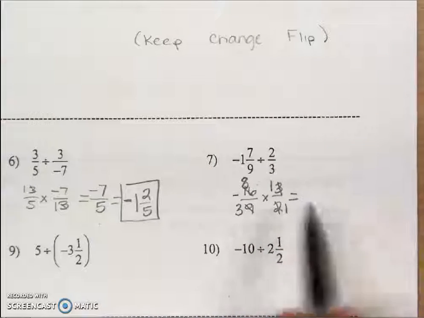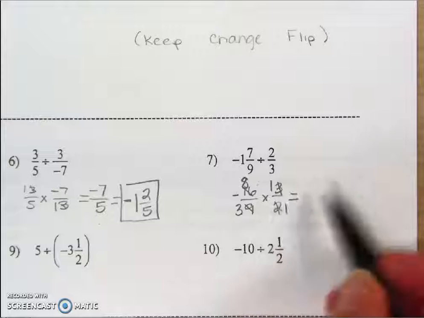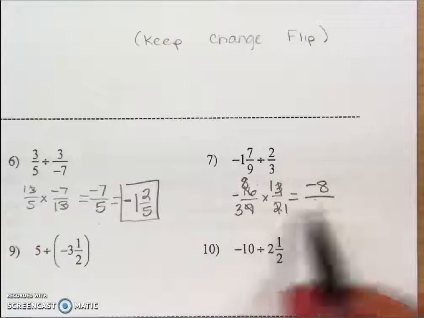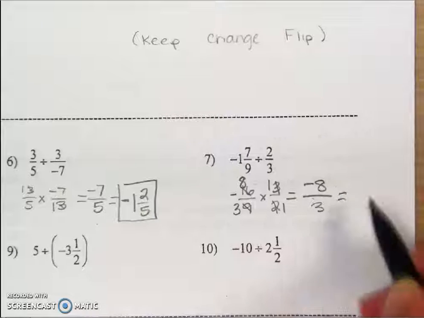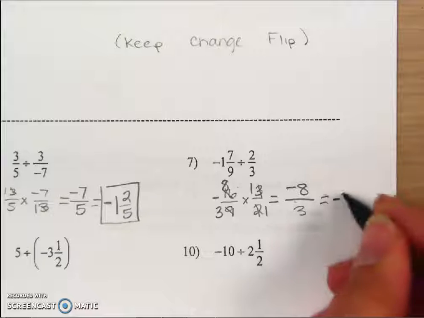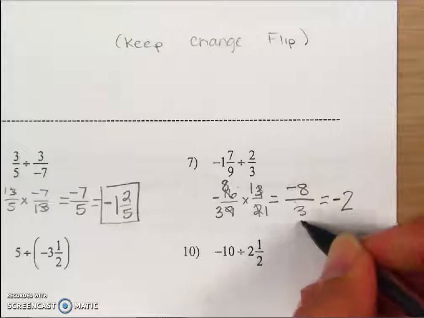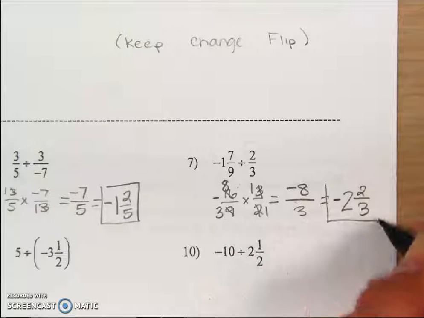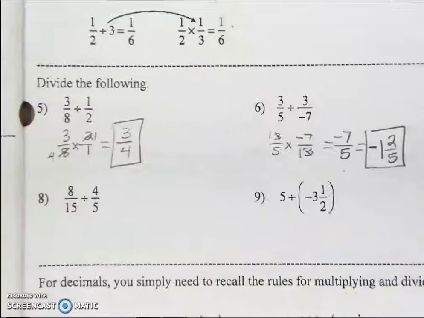And now we multiply. Negative 8 times 1 is negative 8, over 3 times 1 is 3. How many groups of 3 can I take out of 8? Well, that would be 2. So I'd have negative big number 2. That gives me 6. And so when I take that out, I have 2 left over. So there we are. Negative 2 2/3. On to number 8. We're almost done.